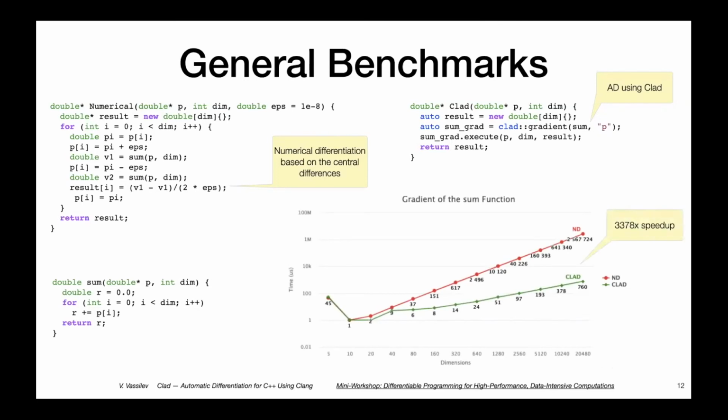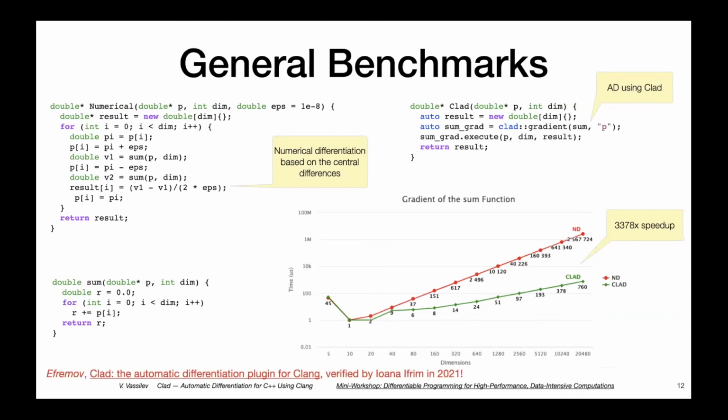Here you can see on the logarithmic scale, things are becoming much better using automatic differentiation. We can see that for higher dimensionality, we can even get up to 3,000 times speedups because of the fact that we don't call the function to be evaluated many times, and we evaluate all the things in one go.